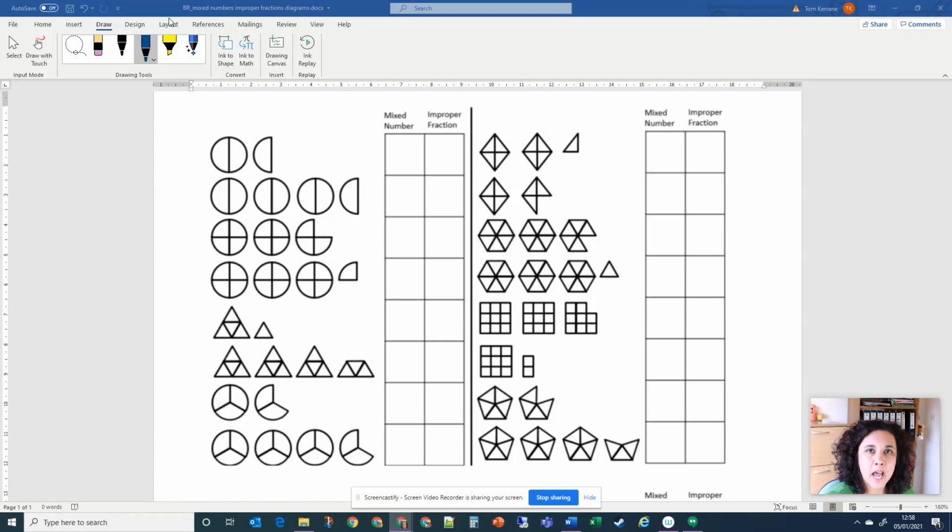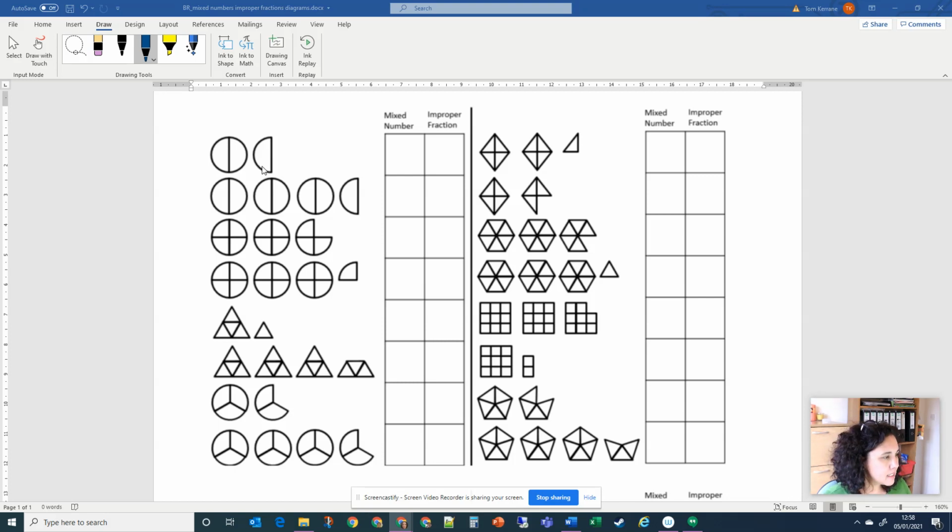Here you can see some diagrams that we are going to convert into numbers. In the first column, we are going to write down the mixed numbers, and in the second column, the improper fractions. So what I can see here is that my whole here, the circle, has been divided in two.